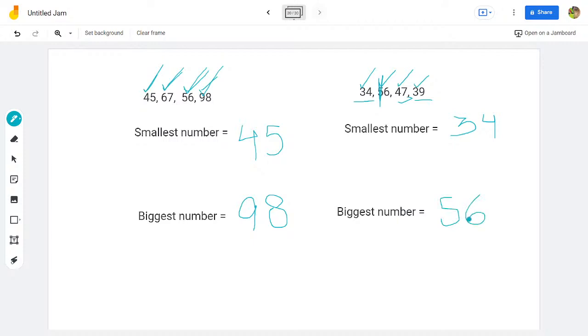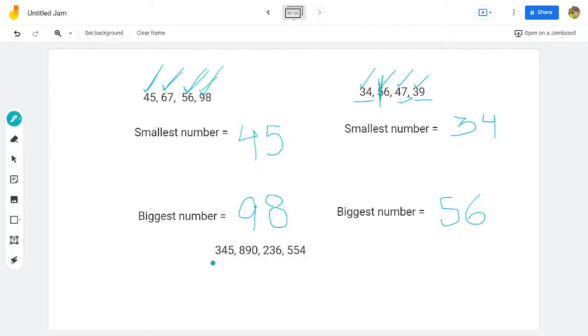Okay, now this was relating to 2-digit numbers. Let's try practicing comparing 3-digit numbers. So let's say we have another question in which we have 4 3-digit numbers: 345, 890, 236 and 554. Let's say we have these 4 numbers.